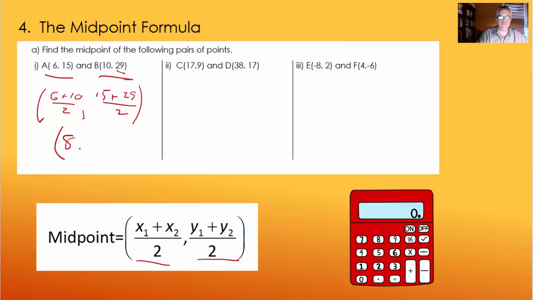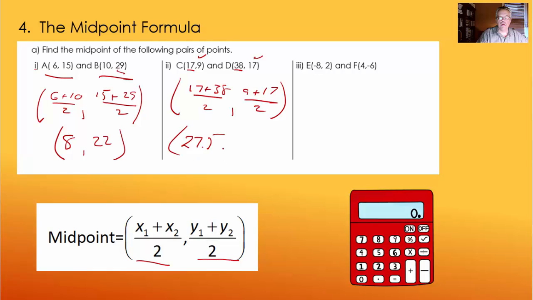I think 15 plus 29 is 44, divided by 2 is 22. We have the midpoint. Okay, let me do this one. So this is x1, this is x2. Add those and divide by 2. This is y1, this is y2. Add them and divide by 2. So we have 55 divided by 2, which is 27.5, I believe. And 9 plus 17 is 26, divided by 2 is 13. So I hope I'm doing that right there. I forgot my calculator.